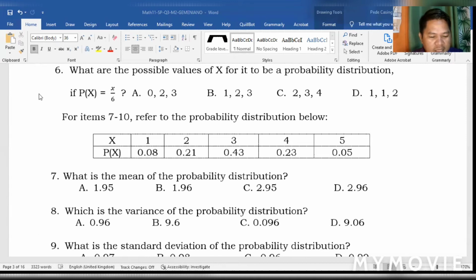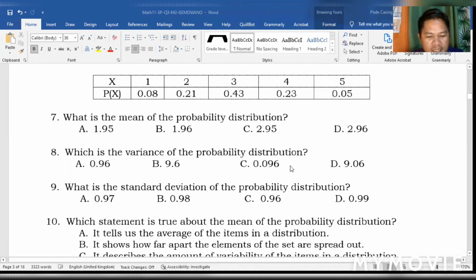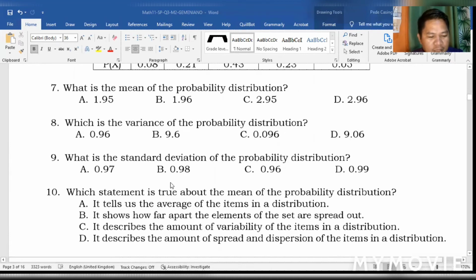Number 8, which is the variance of the probability distribution? A 0.96, B 9.6, C 0.096, or D 9.06. Number 9, what is the standard deviation of the probability distribution? A 0.97, B 0.98, C 0.96, or D 0.99.